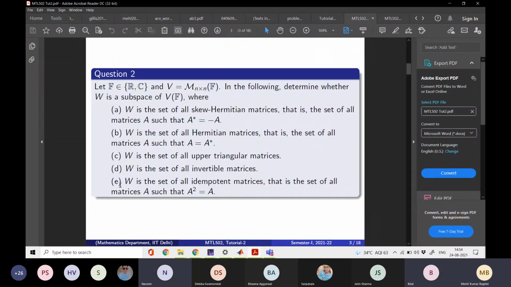The E part will also not be a subspace, because if we add two idempotent matrices, the sum will not remain idempotent. For that, BA equals ABA, and AB plus BA should equal 0 for A plus B to be idempotent, that is, they must anti-commute. But that is not given here. So you can take an example such that AB plus BA is not 0. In that case, this doesn't form a subspace. Okay, so your answer is no. These are very straightforward. These are not difficult.